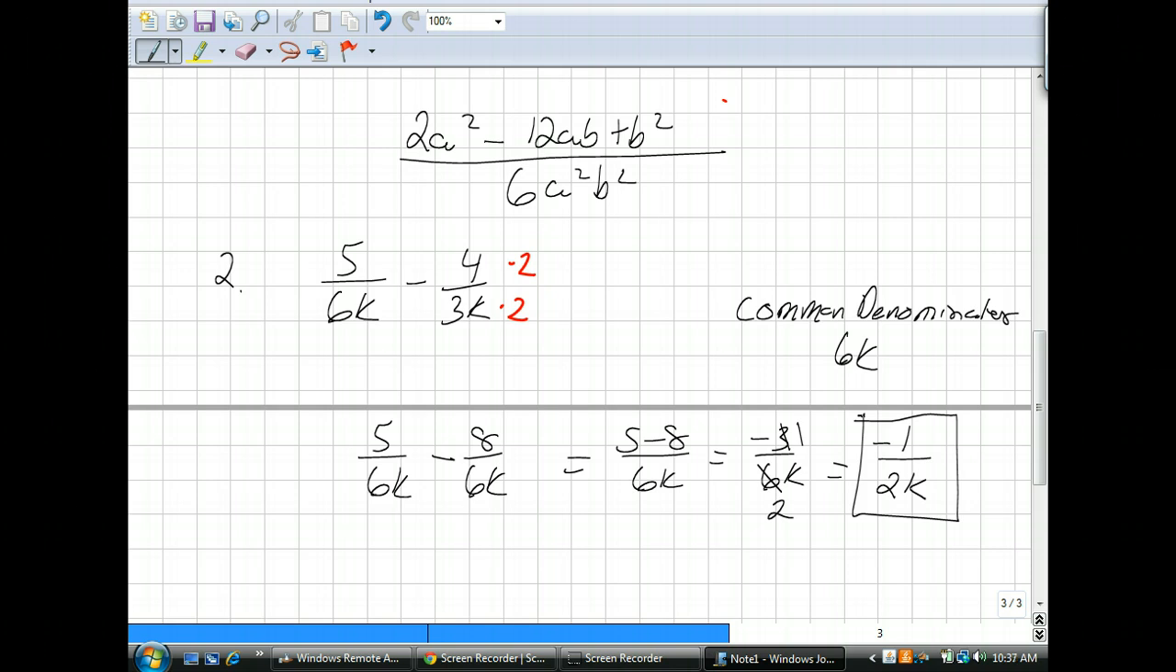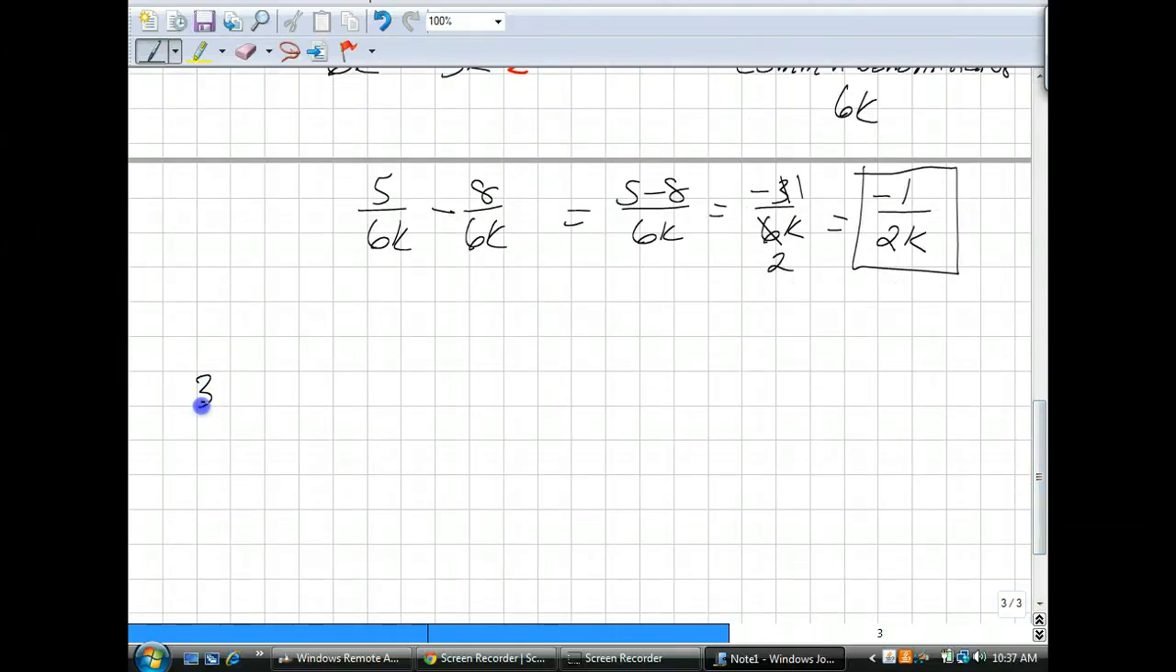So our final answer is negative 1 over 2k. So once you have done the addition or subtraction, remember to simplify as much as you can. Let's look at another example.